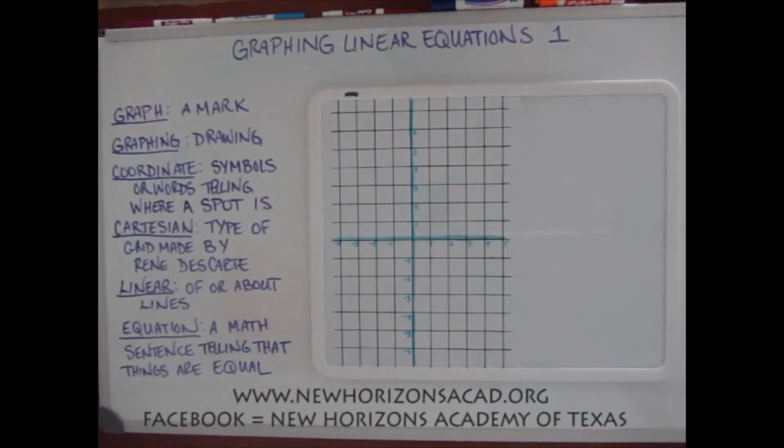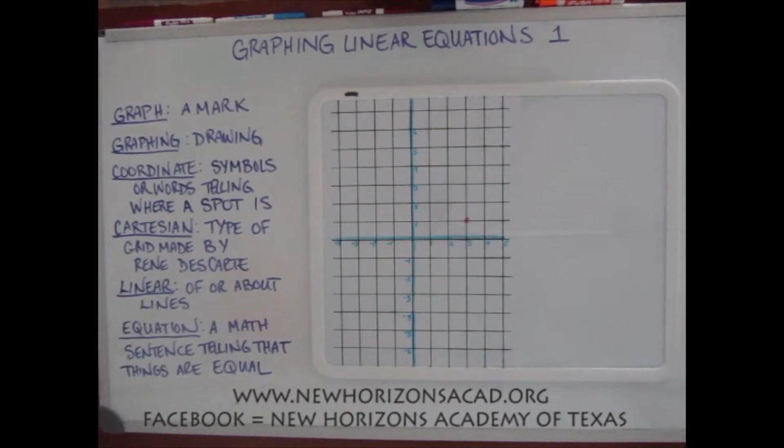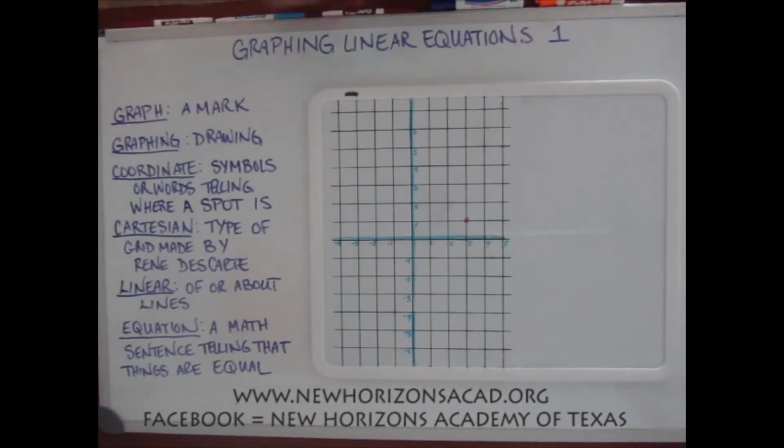I'm going to start the subject of graphing linear equations with some definitions. A graph is a mark. Graphing is drawing. So this is a graph, and it has a name that tells you where that graph is. The name of that graph is the coordinate of the graph. The coordinates are the symbols or words that tell you where a spot is. The graph is the spot.